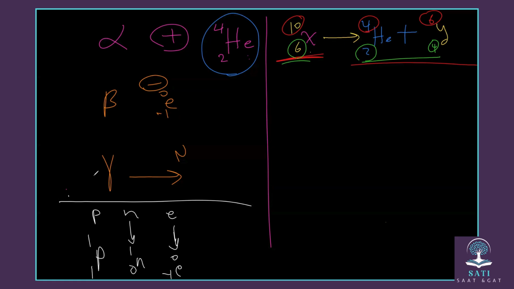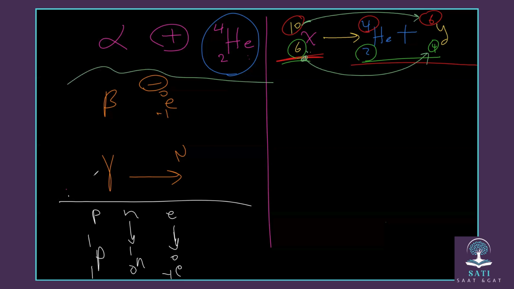So that means if an element emits alpha, as you see, what will happen to the element's atomic mass and atomic number? Look, the atomic mass will be decreased by 4 when it emits alpha. And the atomic number will be decreased by 2. So you understand now what is conserved in nuclear equations, and what happens when an element or a nucleus emits alpha. Okay, this is now for alpha.